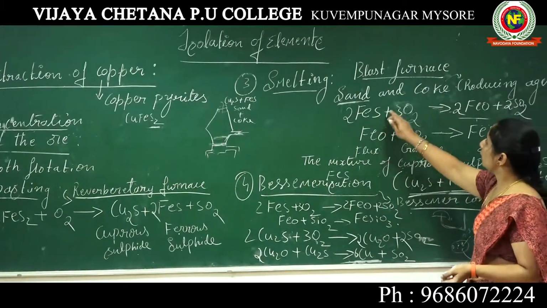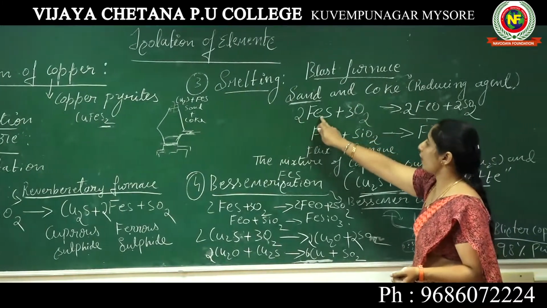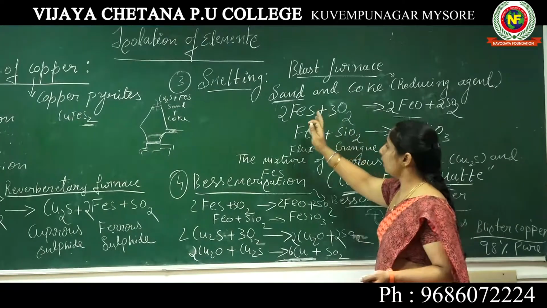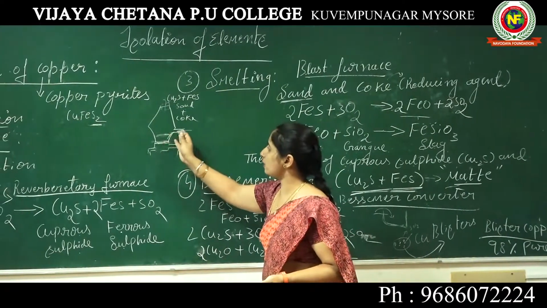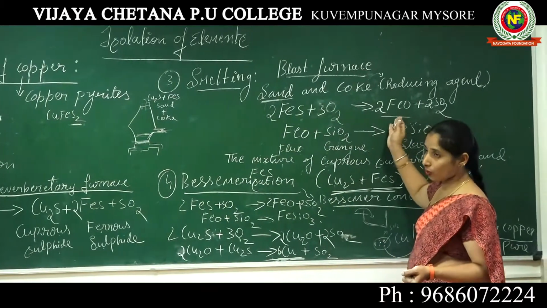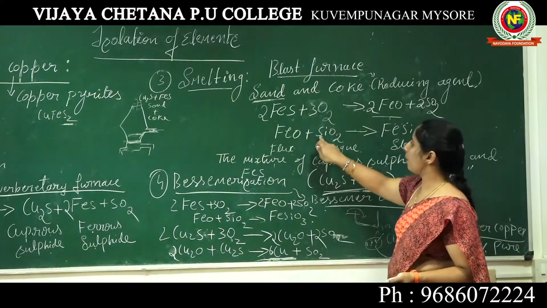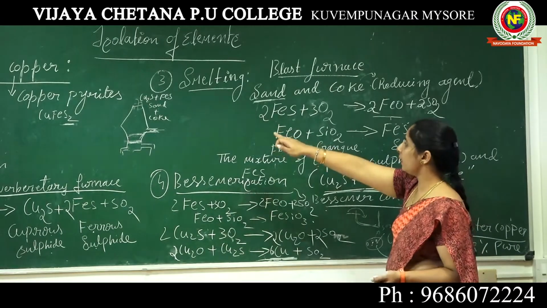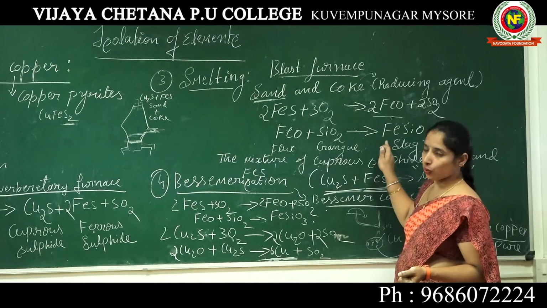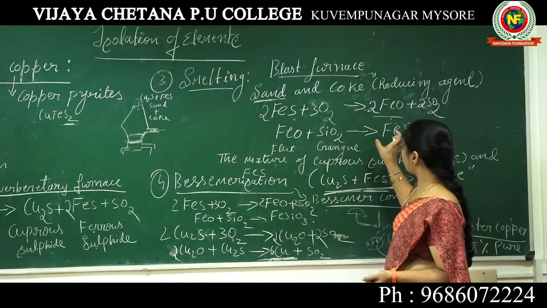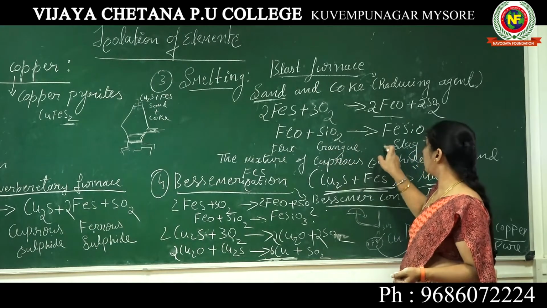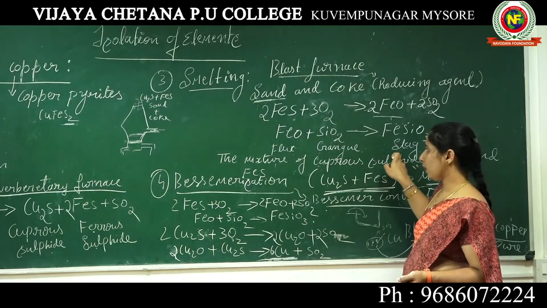So here into the blast furnace I am introducing this ferrous sulfate. This ferrous sulfate, when the hot air is passed inside the blast furnace, combines with oxygen, forming ferrous oxide. This ferrous oxide combines with the impurity, that is the sand, the gangue, SiO2, forming the slag FeSiO3. So here FeSiO3 acts as a flux, and with the gangue it forms the slag.